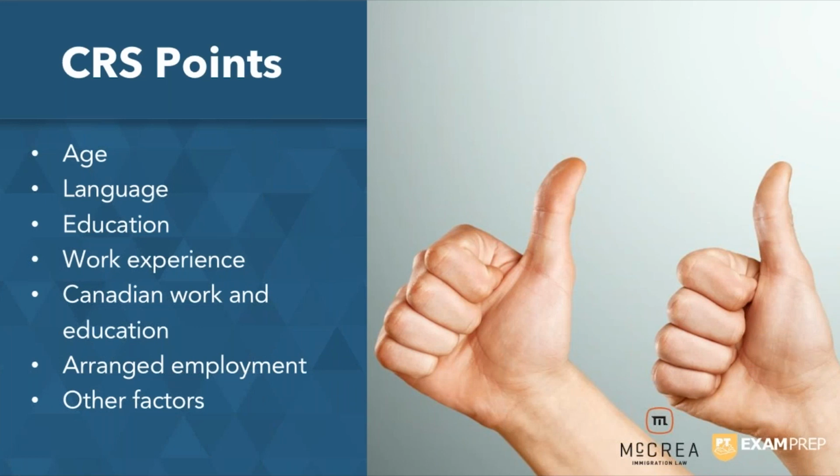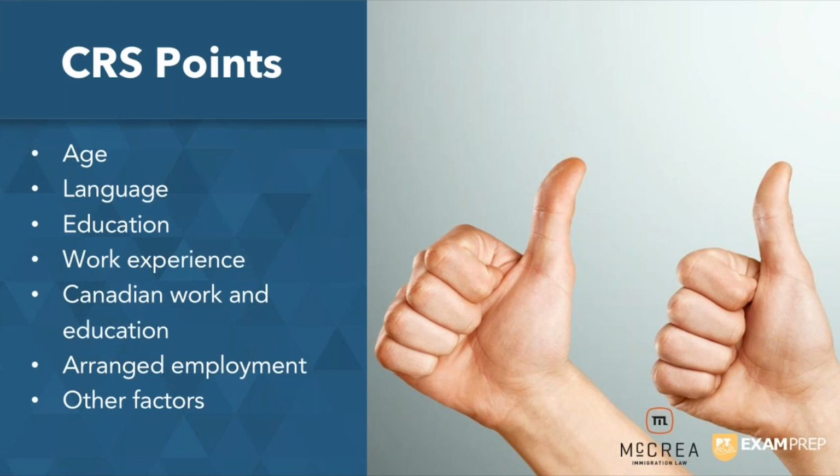Okay, so when I'm talking about CRS points, I'm talking about the points in Express Entry. CRS just stands for the Comprehensive Ranking System, which is the system they use to allocate points in Express Entry. But really, it just means the Express Entry points. So how do they get those points? Age is a big one. Language score is a big one, and that's English or French or both. Education, of course. Work experience.